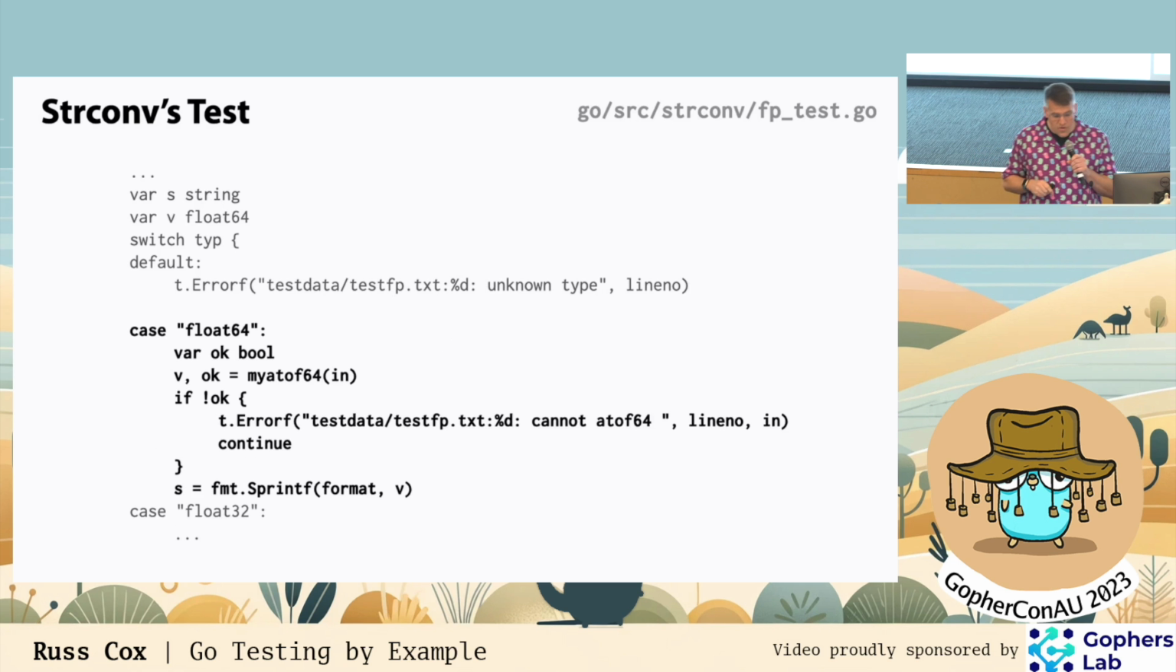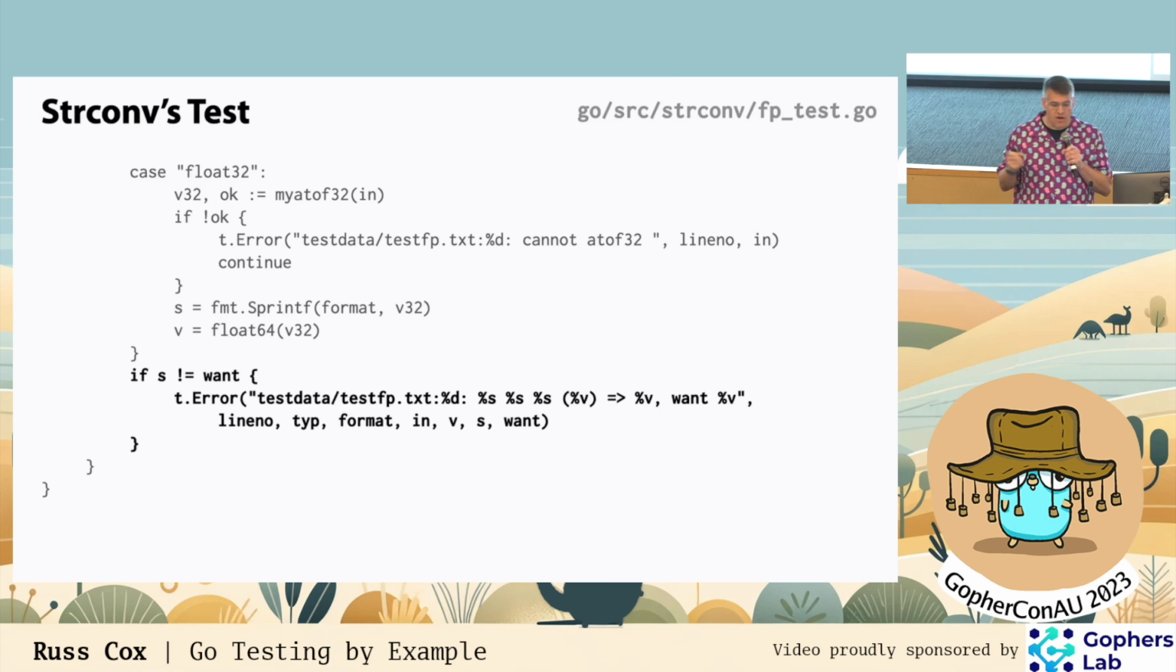And then we do the conversion based on whether we want float32 or float64 math. And finally, if the result is not what we want, then we print the error. And this is a lot like a table-driven test. It's just that we're parsing the file instead of ranging over a table. It doesn't fit on a slide, but it does fit on a single screen.